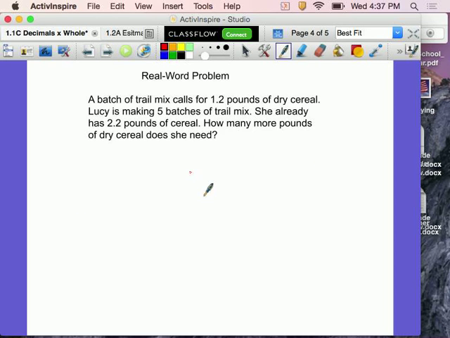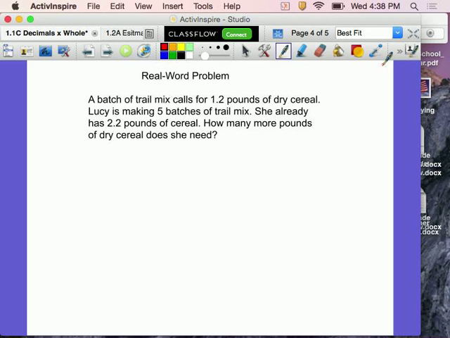Next, we've got a word problem. And remember to always be on your game when you're reading word problems because I like to pick different kinds. So let's go ahead and start reading this. A batch of trail mix calls for 1 2/10 pounds of dry cereal. Lucy is making 5 batches of trail mix. She already has 2 2/10 pounds of cereal. How many more pounds of dry cereal does she need?